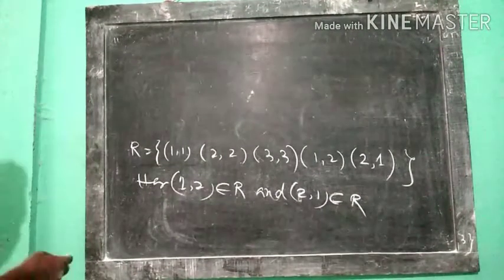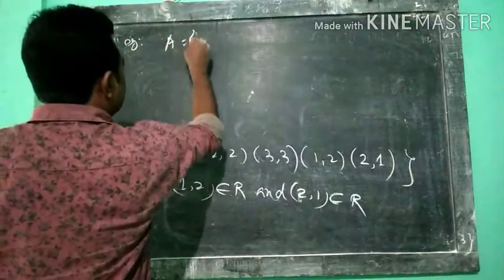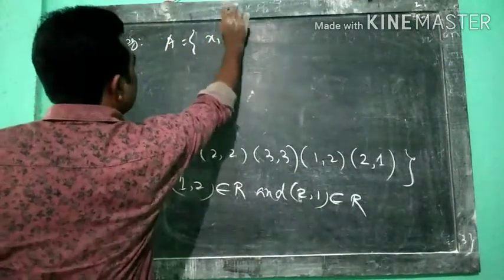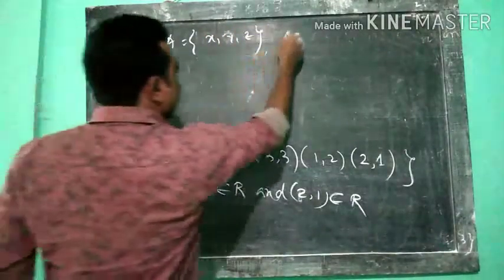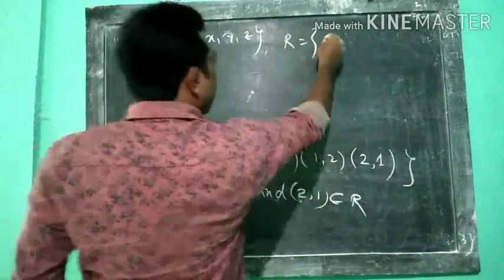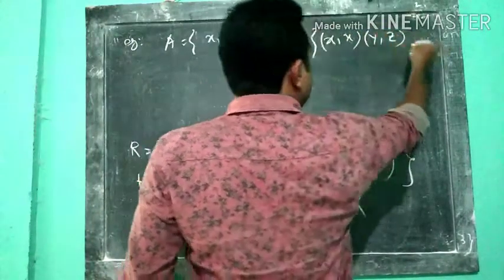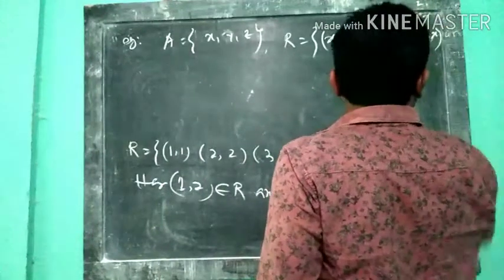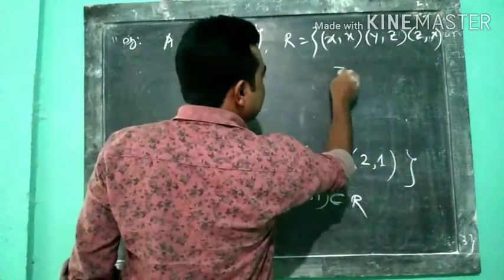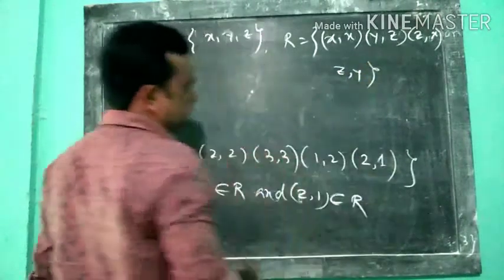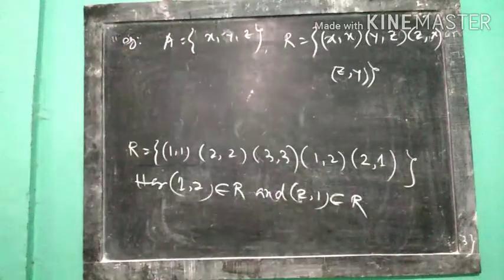Concept to clear কৰাৰ কাৰণে মই আৰু এটা example লৈছো যেনিবা A equal to {x, y, z}, and R relation to দিছে ইয়াত R equal to {(x, y), (y, z), (z, x), (z, y)}, this is given. So it is symmetric or not?